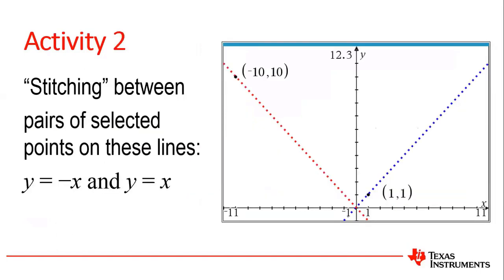In the second part, we looked at stitching not between the coordinate axes, but between a couple of lines of opposite gradient. In the actual Part 2 task on the TI website, those two guiding lines were y equals negative x and y equals positive x.